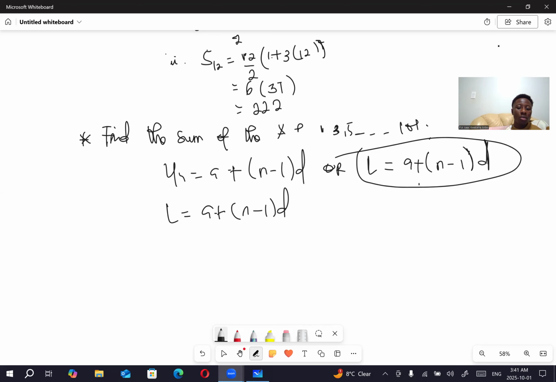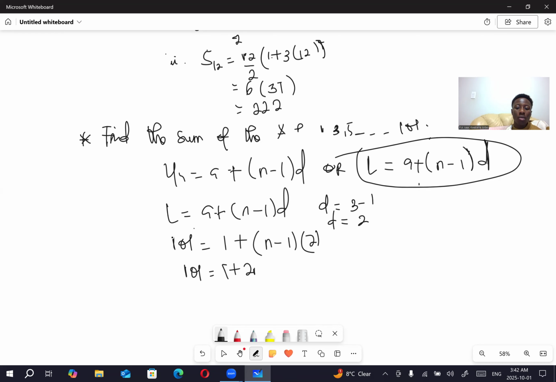So it's about knowing the last term to be 101. First term is 1, and n is what you're looking for. Common difference is 2. But before you start solving, you have to show that the common difference is equal to 3 minus 1, so common difference is 2. Then you have 101 equals 1 plus 2n minus 2.